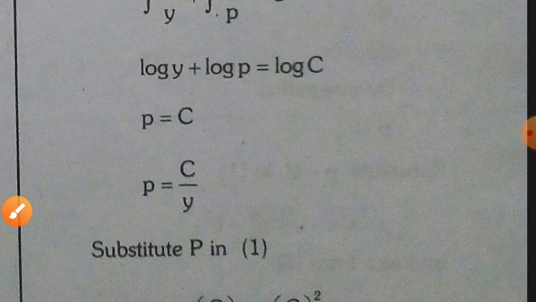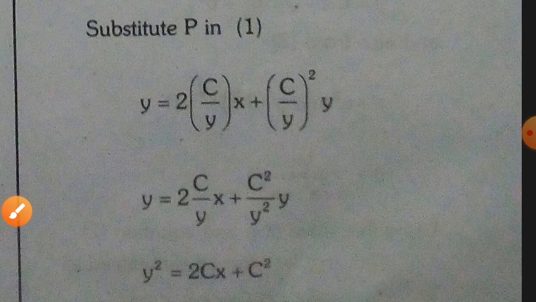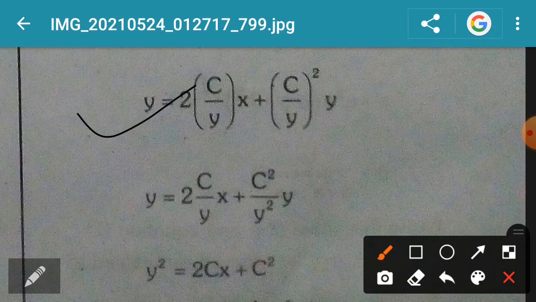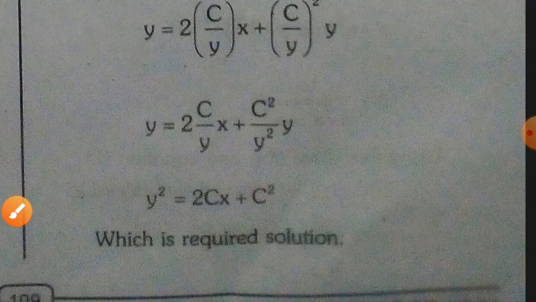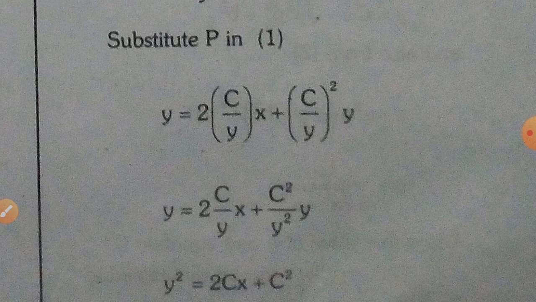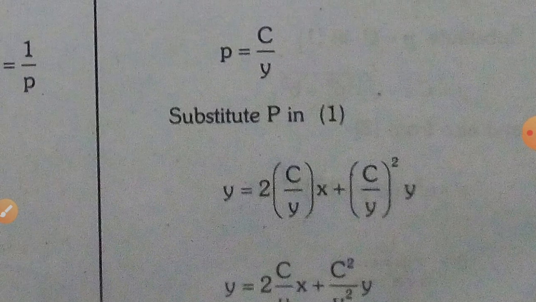Now substitute that p value in the given equation, and we get the required solution. This is the formation. So only one problem is there under solvable for x, and then reducible to Clairaut's formation is there.